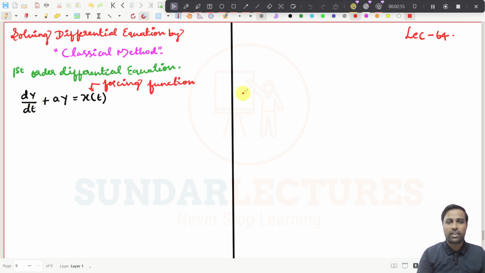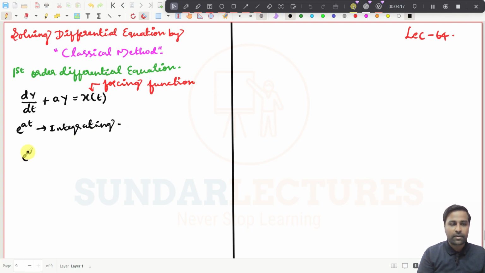When you see an equation like this, first I try to multiply by the integrating factor. What is the integrating factor? I have already told you, it is e^(at). That is the integrating factor. We have seen this already. So we will multiply with the integrating factor. What will you get? It will be e^(at) dy/dt plus a e^(at) y.